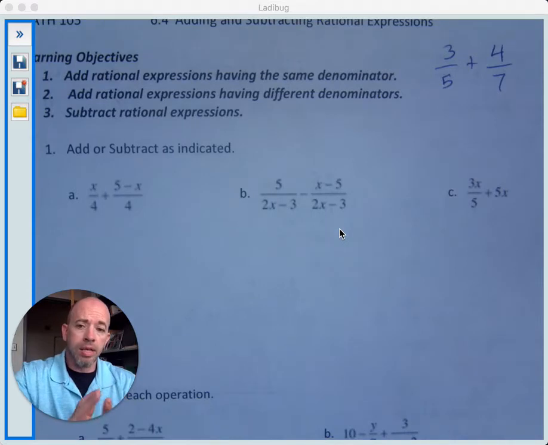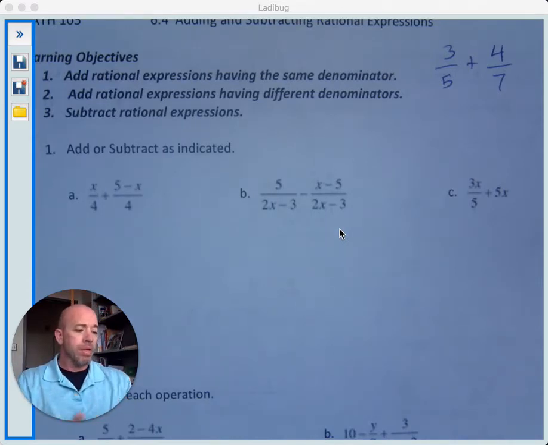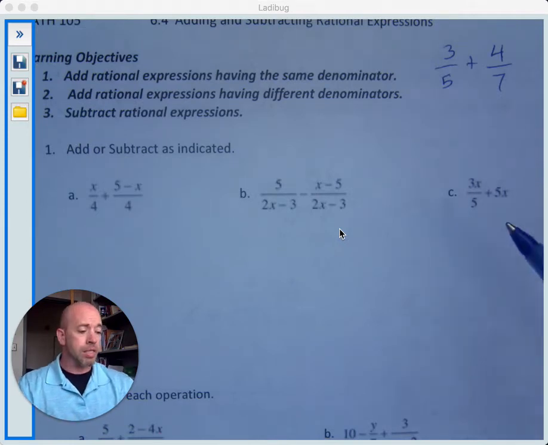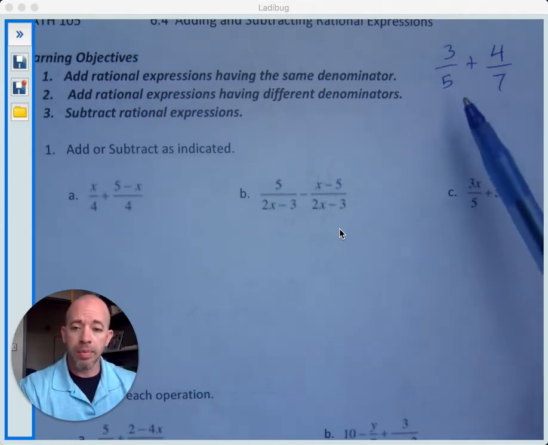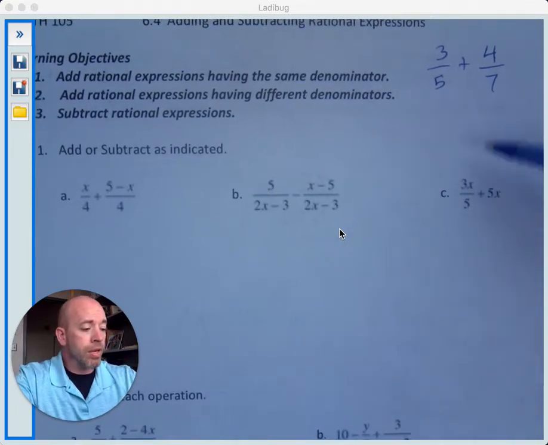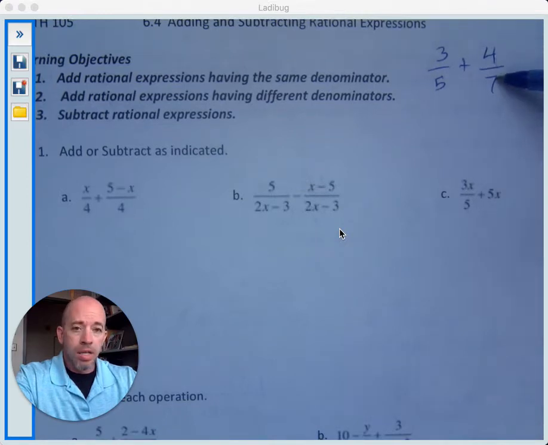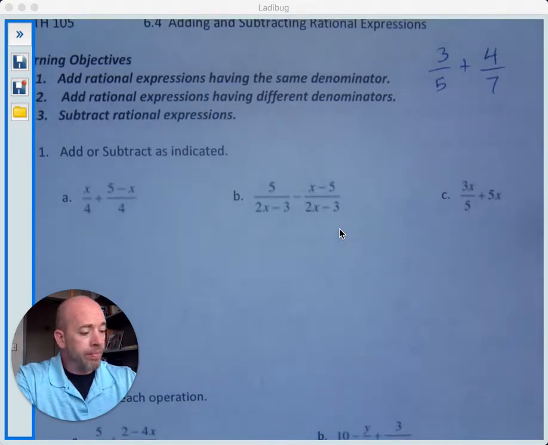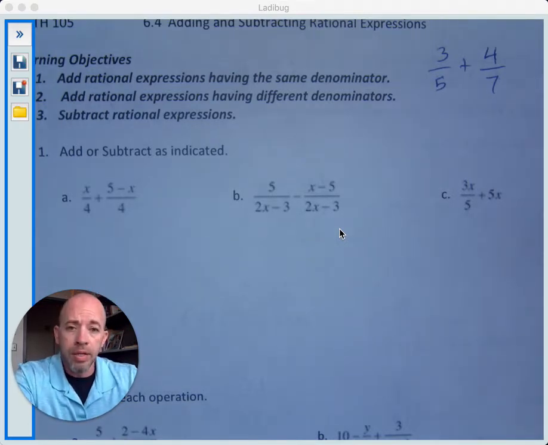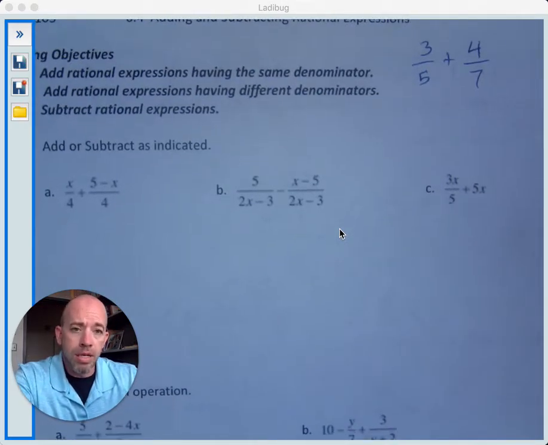Well, I like to think of it as getting things in the same unit, right? We can't really add fifths and sevenths, so we need to get them in the same unit, and to do that we have to find the LCD, which we talked about in the last section. The least common denominator for 5 and 7 is 35, right? And so what we would do is try to find equivalent fractions where 35 is our denominator. Now, back in the day we used to write these vertically, that's how I did it anyway, and I would suggest you do that in this section.